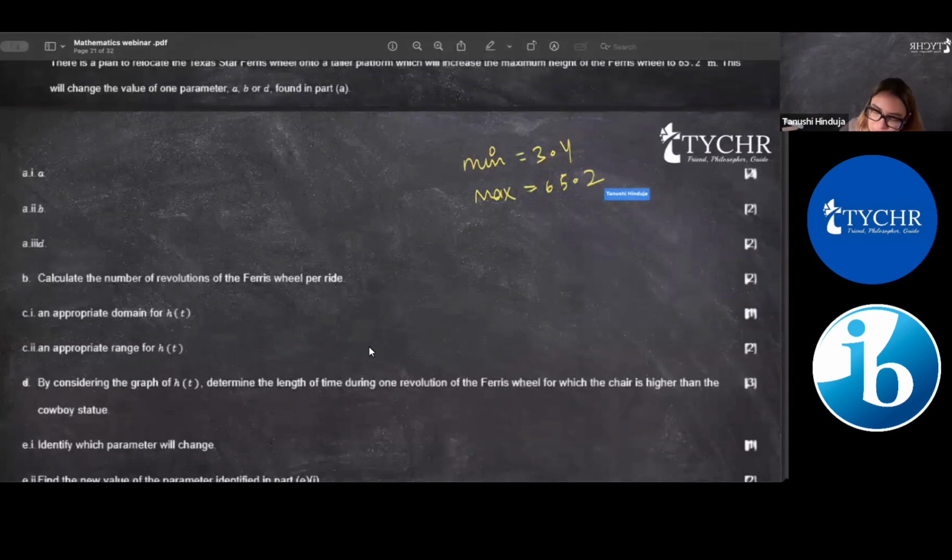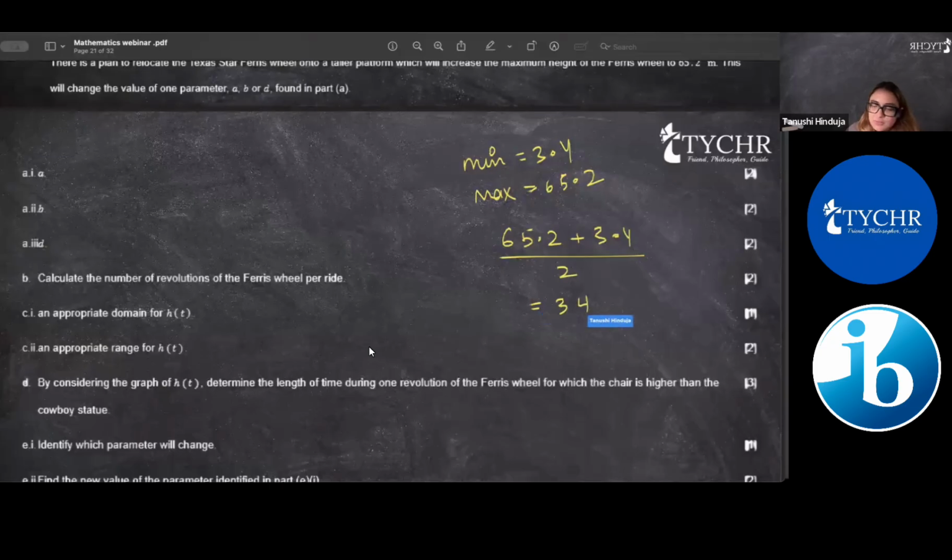65.2. And then we would use this 65.2 plus 3.4 over 2, which will get us 34.3.